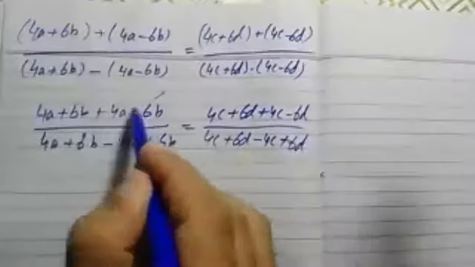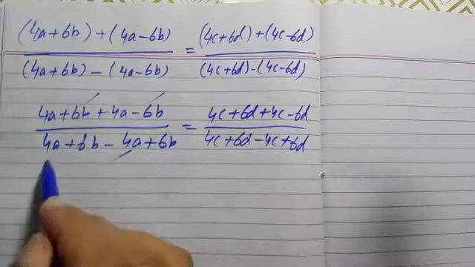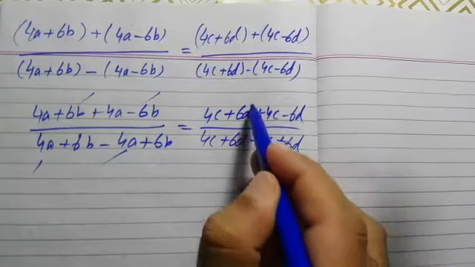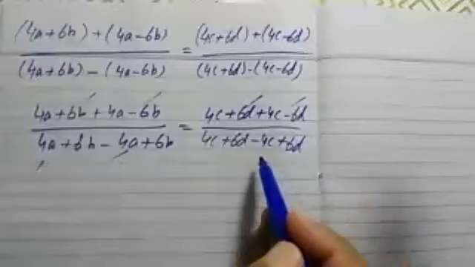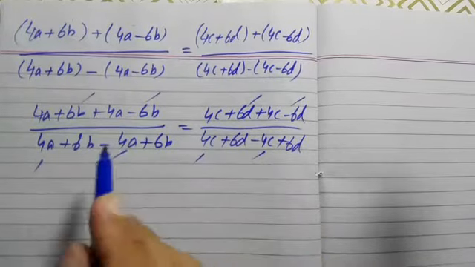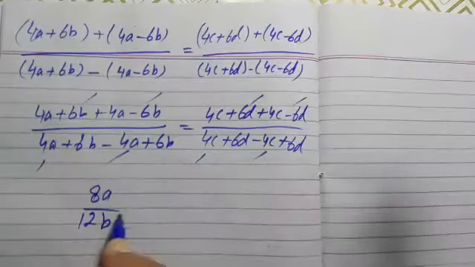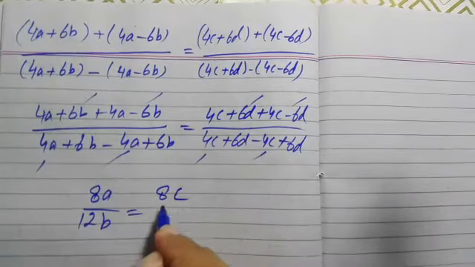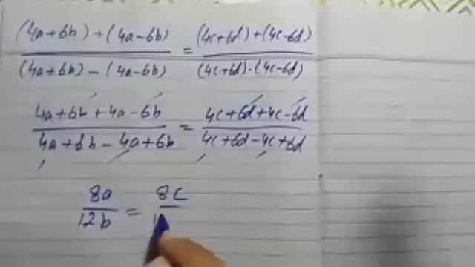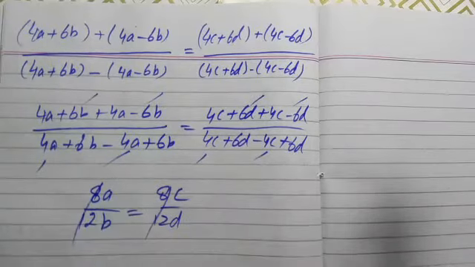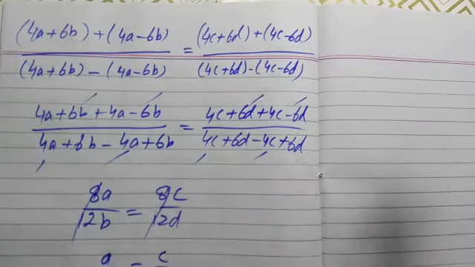So terms will be cancelled, b's will be cancelled, a's will be cancelled, here d's will be cancelled, and c's will be cancelled. We will be getting 8a over 12b equals 8c over 12d. 8 by 12, 8 by 12 will be cancelled, and this will finish the question. a over b will be equal to c over d. Right?